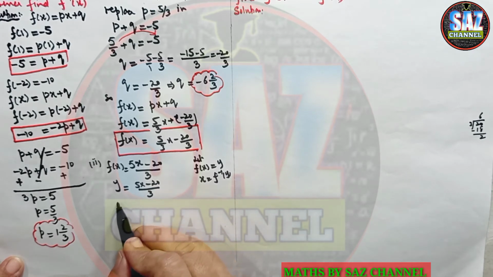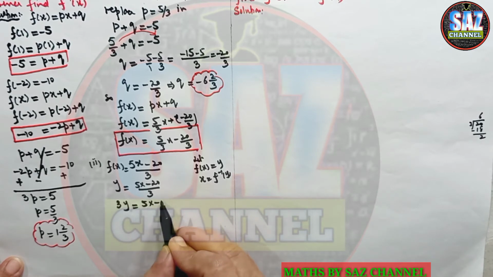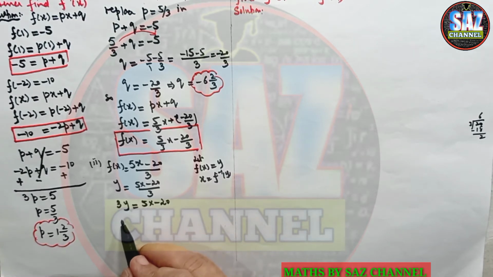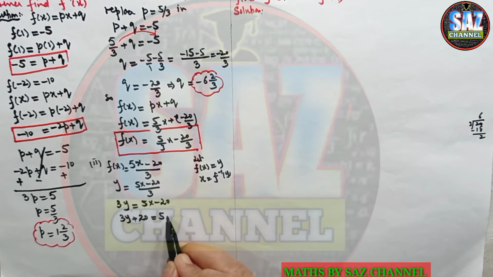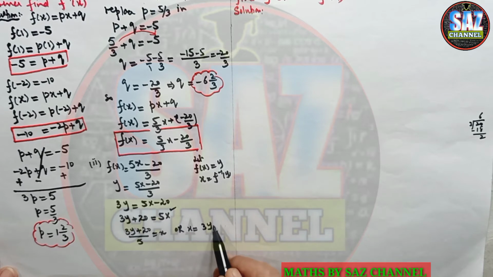Shift 3 to the other side, and the equation will take the form 3y equals 5x minus 20. This 20 is extra, shift it to the other side. This is 3y plus 20 equals 5x. Now I want to make x the subject of the formula. Shift 5 to the other side, and the equation will take the form 3y plus 20 upon 5 equals x, or x equals 3y plus 20 upon 5.